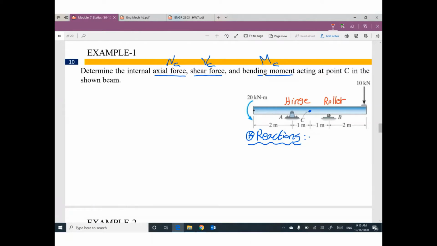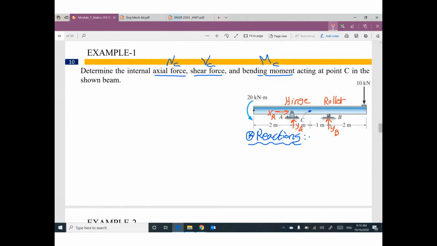You should be able to figure them out, but anyway, I will let you know in the problem. Don't worry about this point. Hinge means we have two reactions, YA and XA. B is a roller, so we have one reaction, YB.